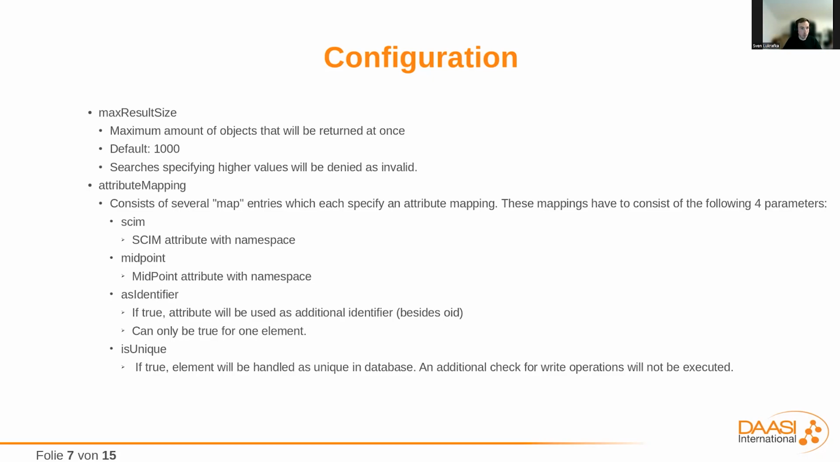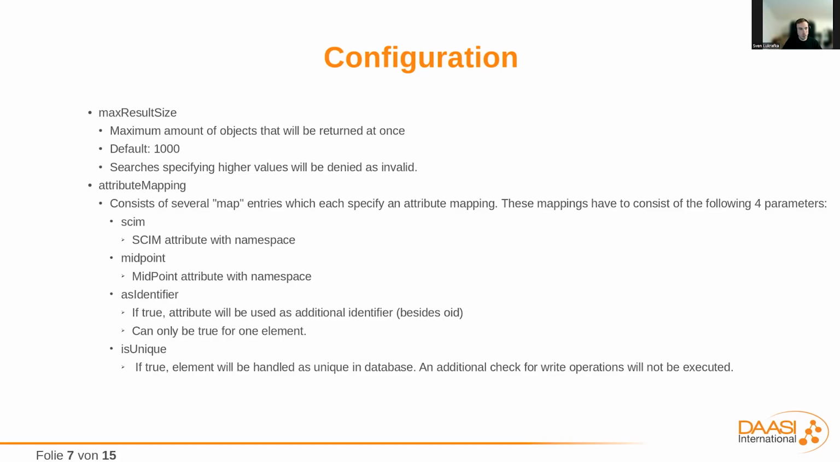Then we come to the attribute mapping, which is probably the most important part of the configuration, because it links SCIM attributes to MidPoint attributes. The attribute mapping consists of several map entries. Each of the map entries contains 4 parameters, and these 4 parameters define the mapping for a single attribute pair between SCIM and MidPoint. So if you, for example, want to have 5 SCIM attributes, you will have to define 5 mapping entries, each for one single SCIM attribute.